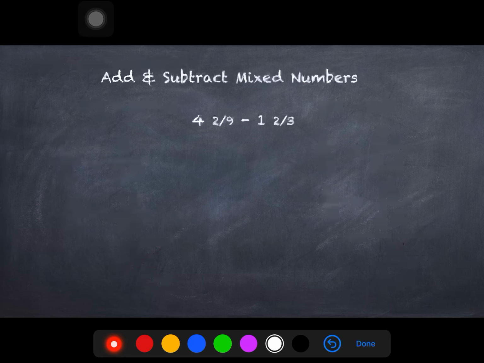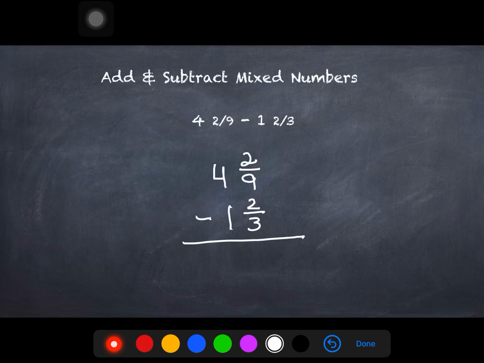You do that if you're doing mixed numbers too, except that you would do fractions first always. Let me show you this mixed number fraction problem. Let me set this up correctly. 4 and 2 ninths minus 1 and 2 thirds. What denominator can I use? 3 and 9.